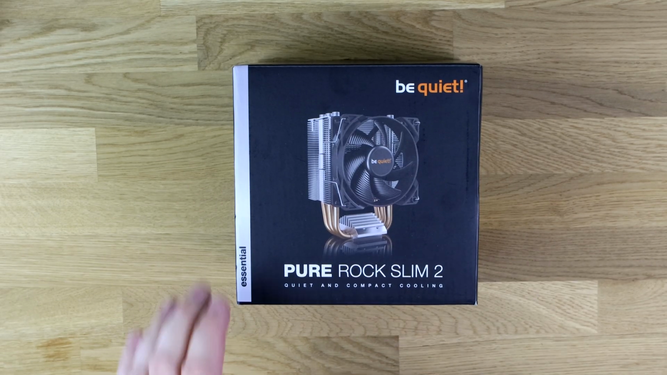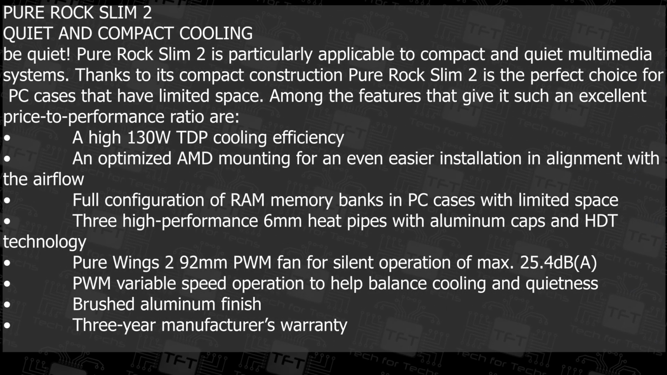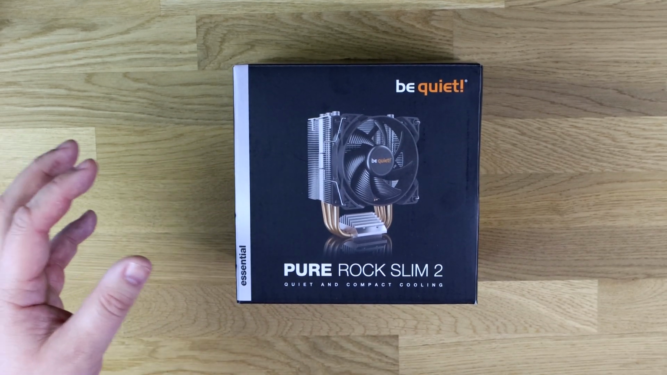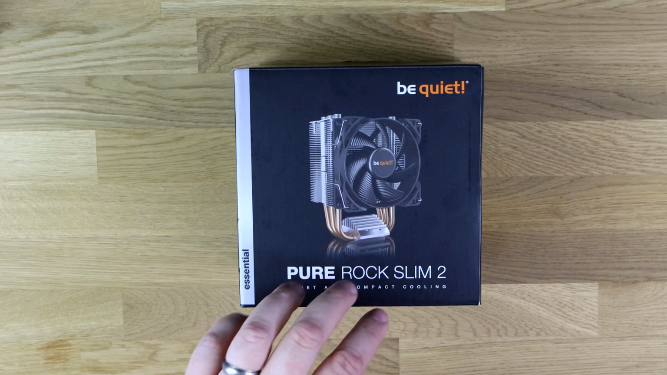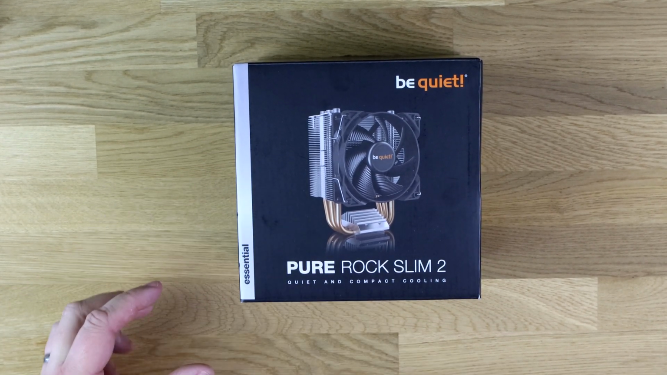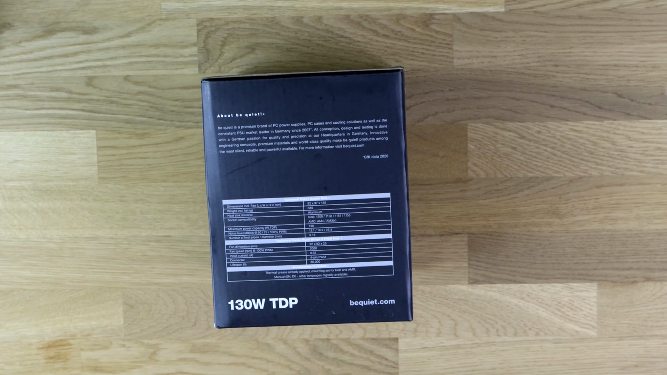Okay, as you can see, we've got the Be Quiet Pure Rock Slim 2 Quiet and Compact Cooling Essential. That's basically more like value range, but don't get me wrong, their value range is still a lot better than some manufacturers' pro range. So this is their essential. The box itself does tell you some information on the side there.